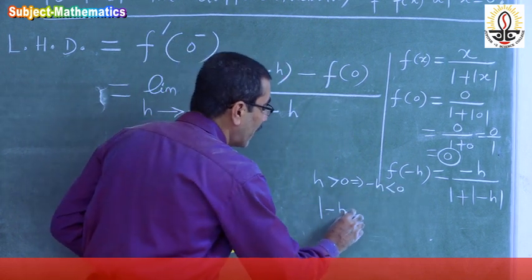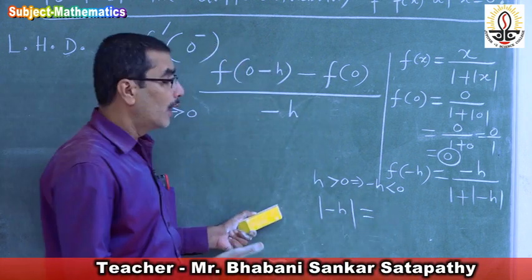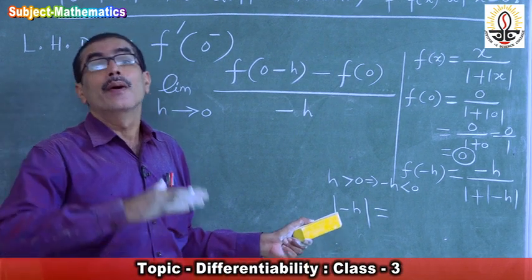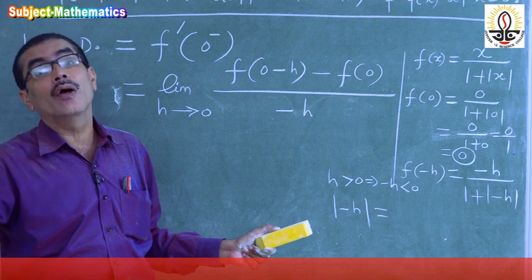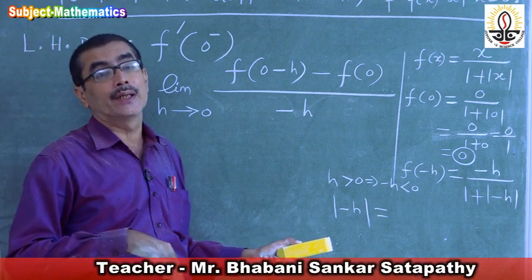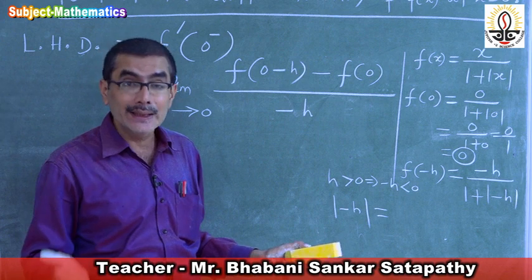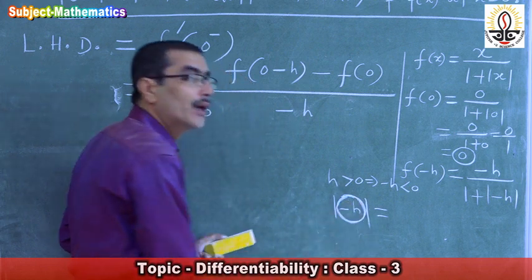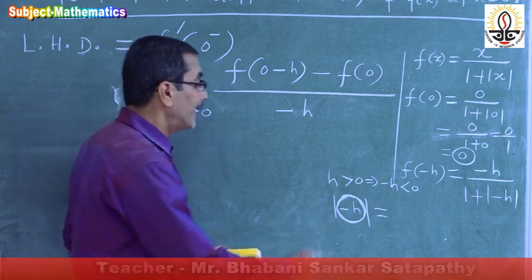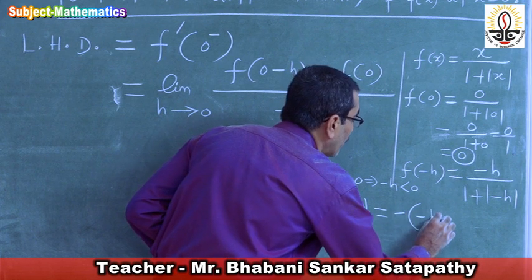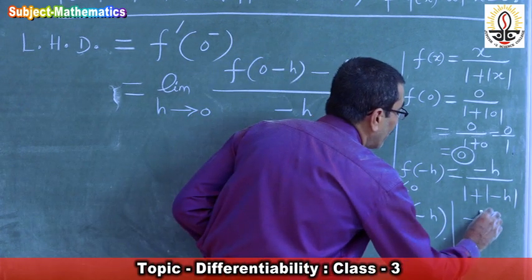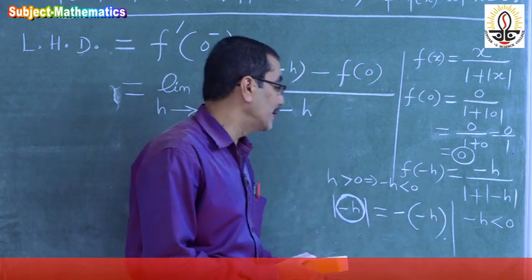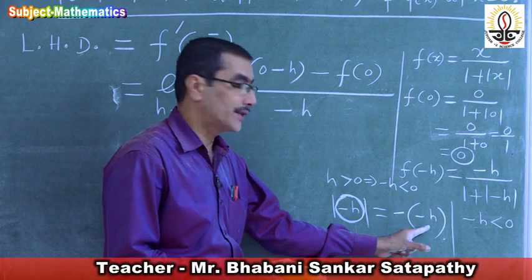So modulus of minus h is equal to, you just put it in the definition. What is the definition? Modulus of x is equal to x if x is greater than or equal to 0, and modulus of x is equal to minus x if x is less than 0. Here minus h is written inside the modulus. Modulus of minus h is equal to minus of minus h. Why? Because minus h is less than 0.